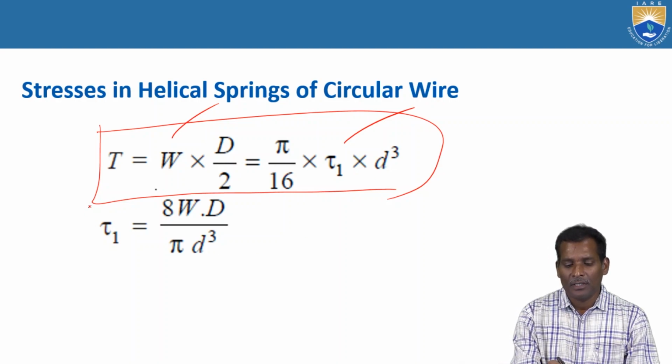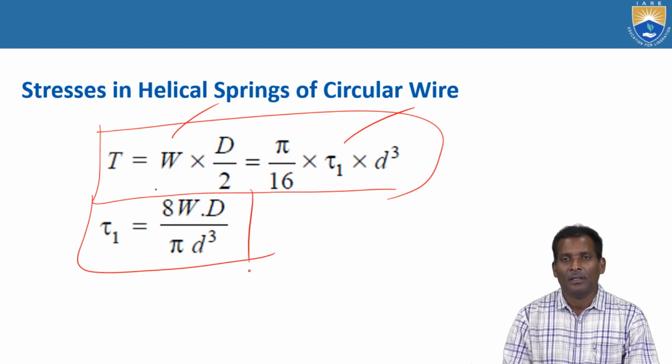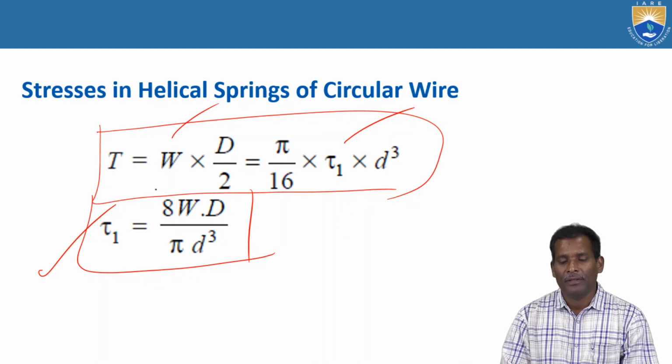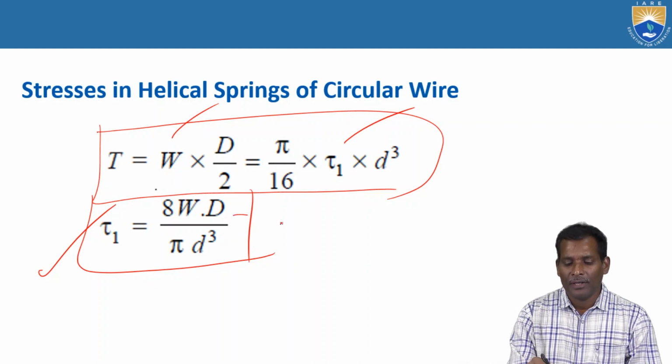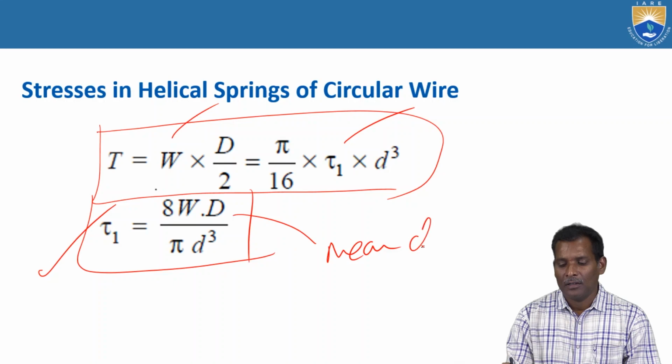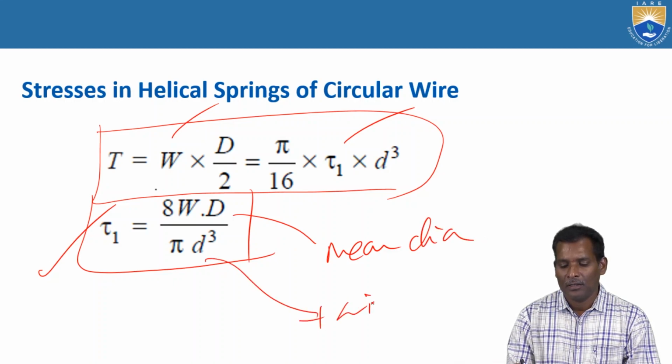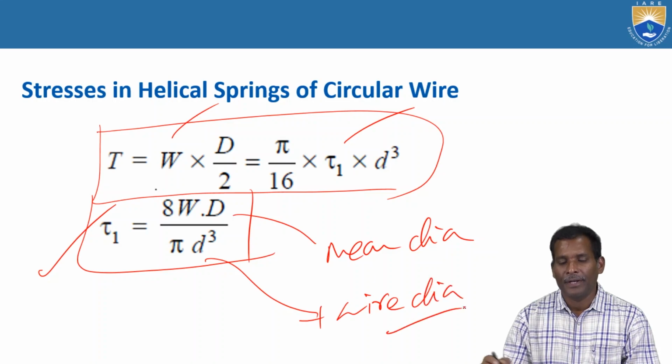So by using this relation, calculate the shear stress as 8WD by pi d cubed, where D is the mean diameter and small d is the wire diameter.